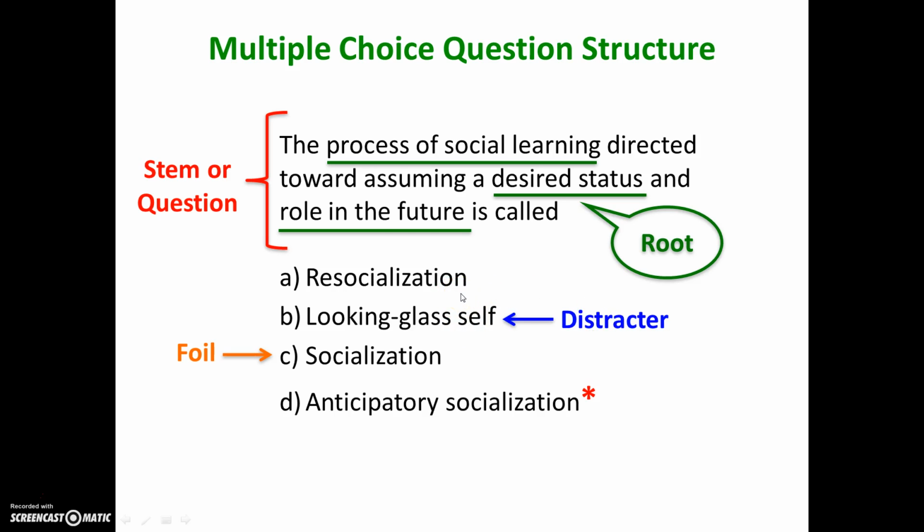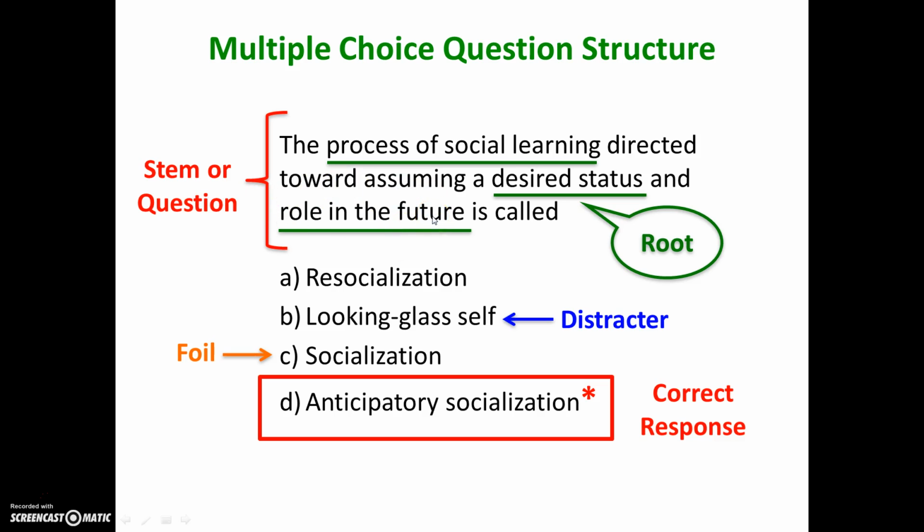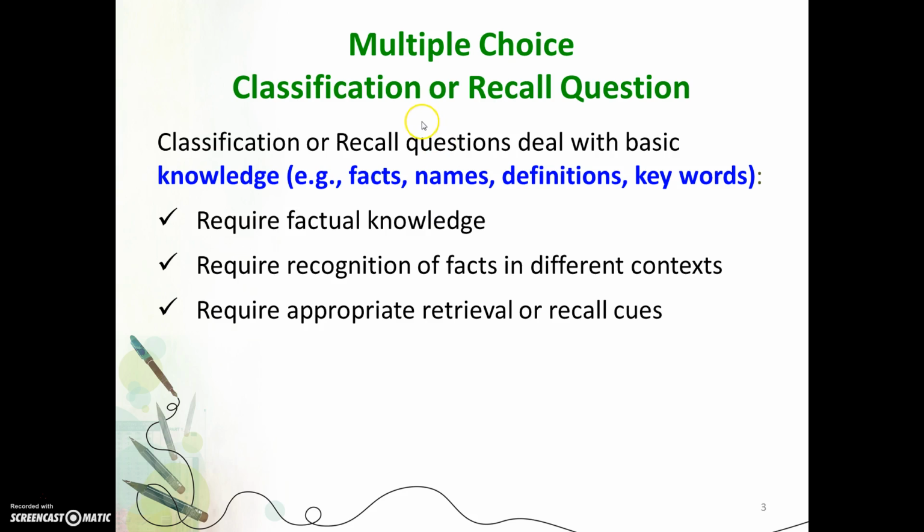Before we do that, we need to be able to identify that stem or the question, what it's asking us. Before we do that, we want to identify the type of question that we're actually answering. So here we're going to come up with three or four different ways of identifying and classifying these multiple choice questions. The first one is just going to be called a recall question.